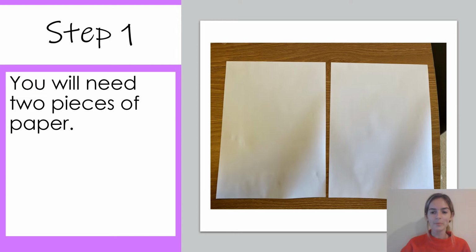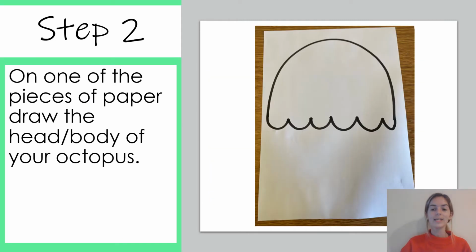Okay, so step 1, you will need 2 pieces of paper, just like I have here. Step 2, on one of the pieces of paper, draw the head or body of your octopus. As you can see, I have done it here, and this is how you create it. You do half a circle, and then we're going to do many half circles underneath, just like that. And make sure it takes up a lot of the piece of paper. We want it really big.